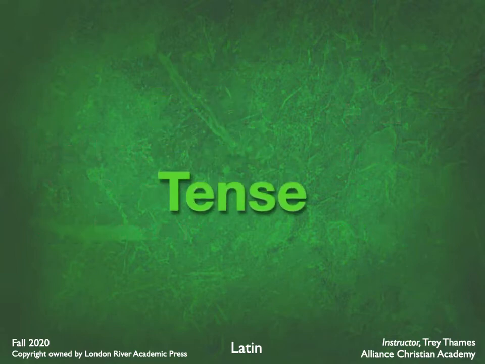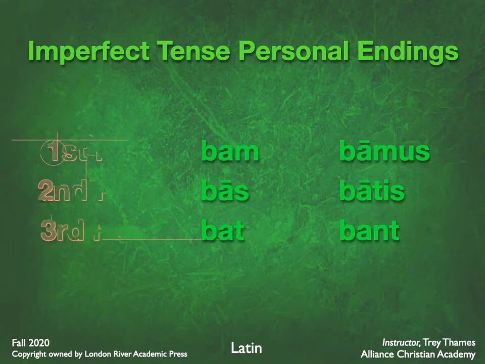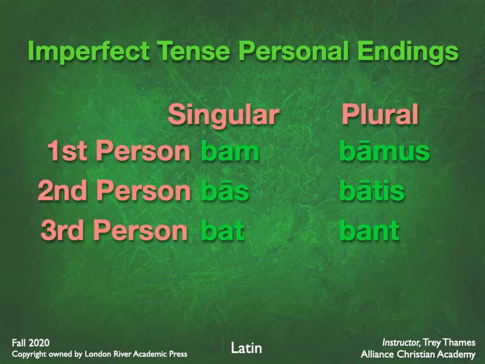You've also learned the imperfect tense, and it is bam, bas, bat. Here we go. Bam, bas, bat, bamus, batis, bant.